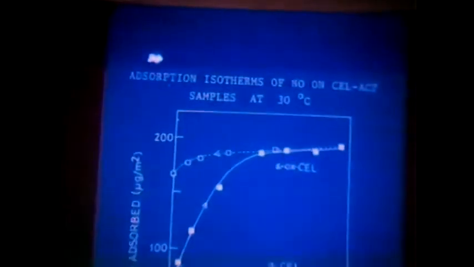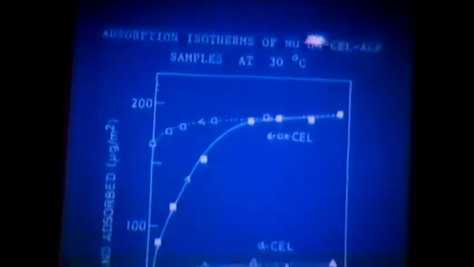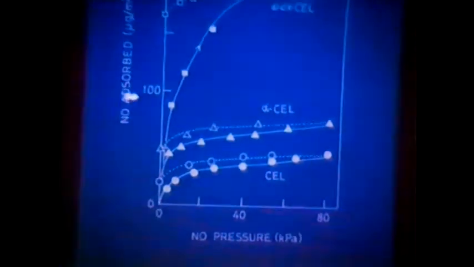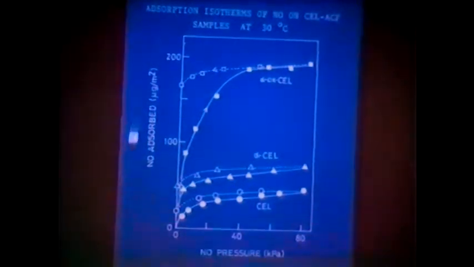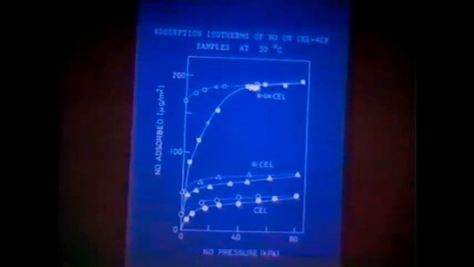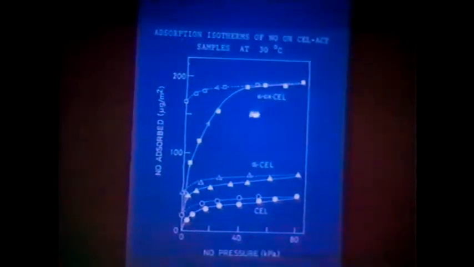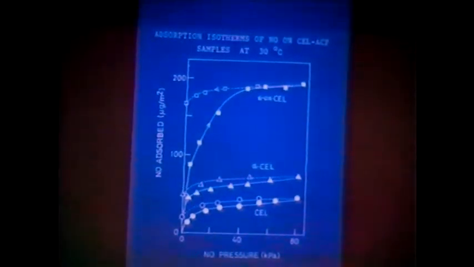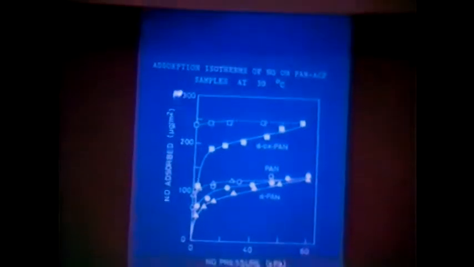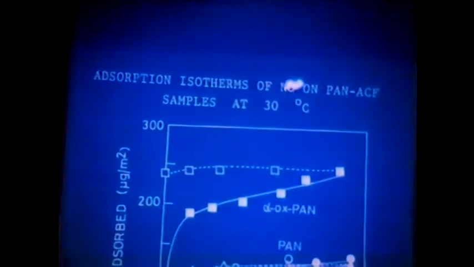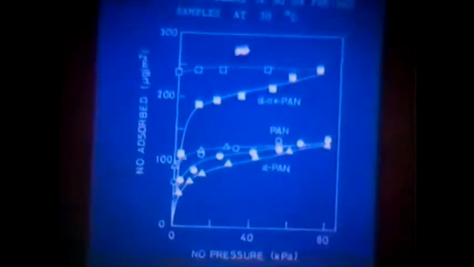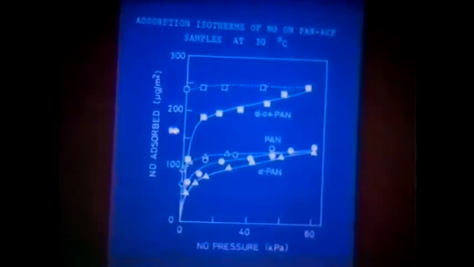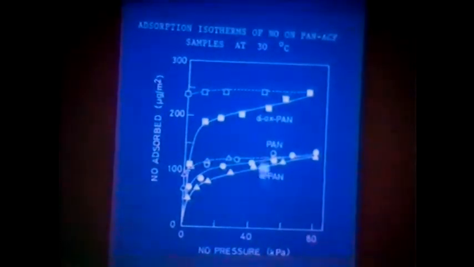Also, this slide shows adsorption isotherms of NO on cell samples. This time, the amount of NO adsorption is expressed in terms of microgram per square meter. The highest NO adsorption activity of alpha-OX cell is more clearly shown. This slide shows adsorption isotherms of NO on PAN samples at 30 degrees. Also, alpha-OX PAN had the greatest NO adsorption activity of these samples.